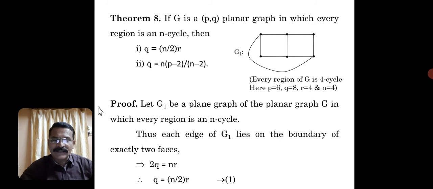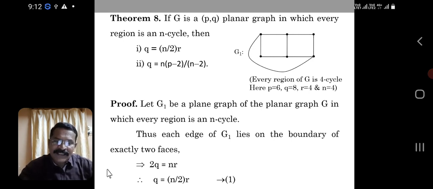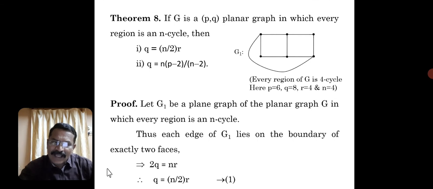It implies 2Q is equal to nr, because there are r faces and each face is a cycle of length n. So obviously 2Q is equal to nr. It implies Q is equal to n by 2 into r, or you can say nr by 2. So this is how the first result is proved very easily.